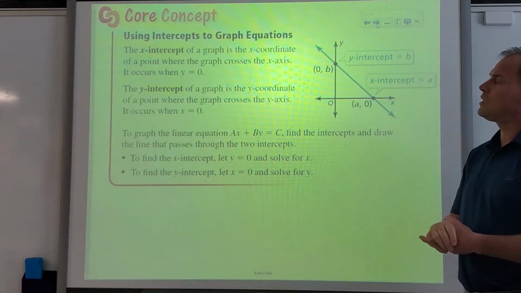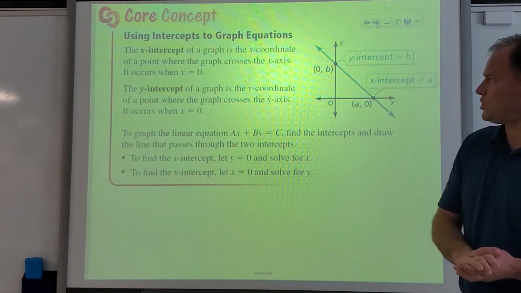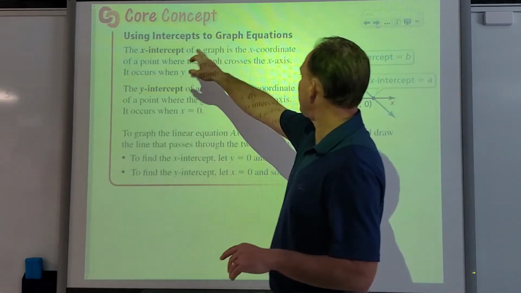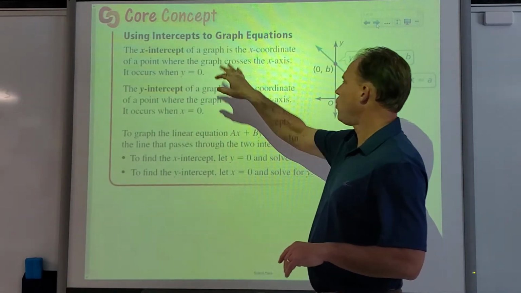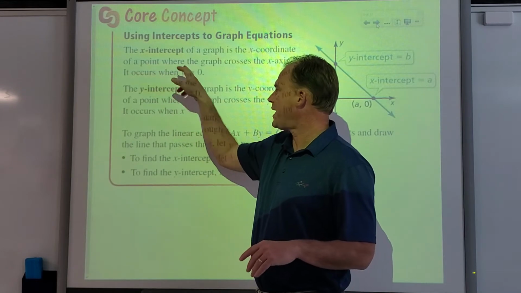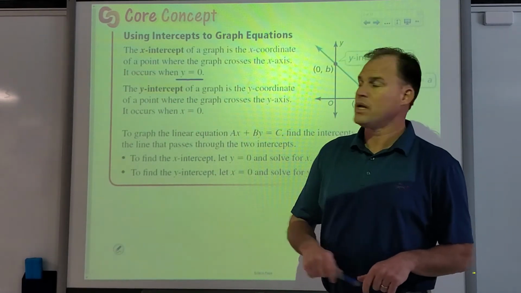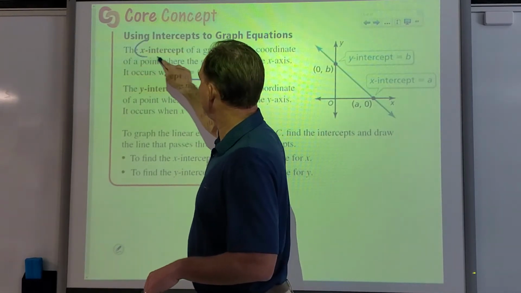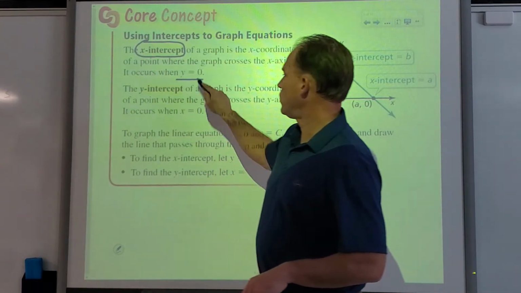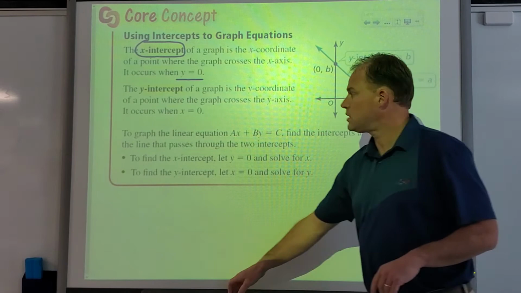Graph using intercepts to graph equations. So the x-intercept of a graph is the coordinate where the point crosses the y-axis. It occurs when y equals 0. Make sure you get this written down. The x-intercept occurs when y equals 0.